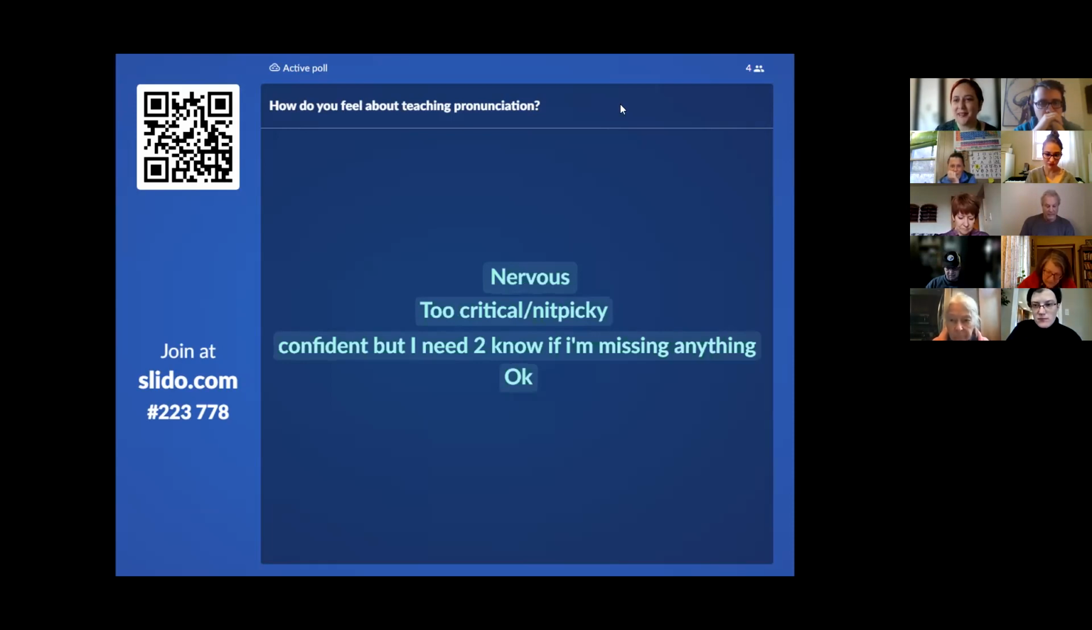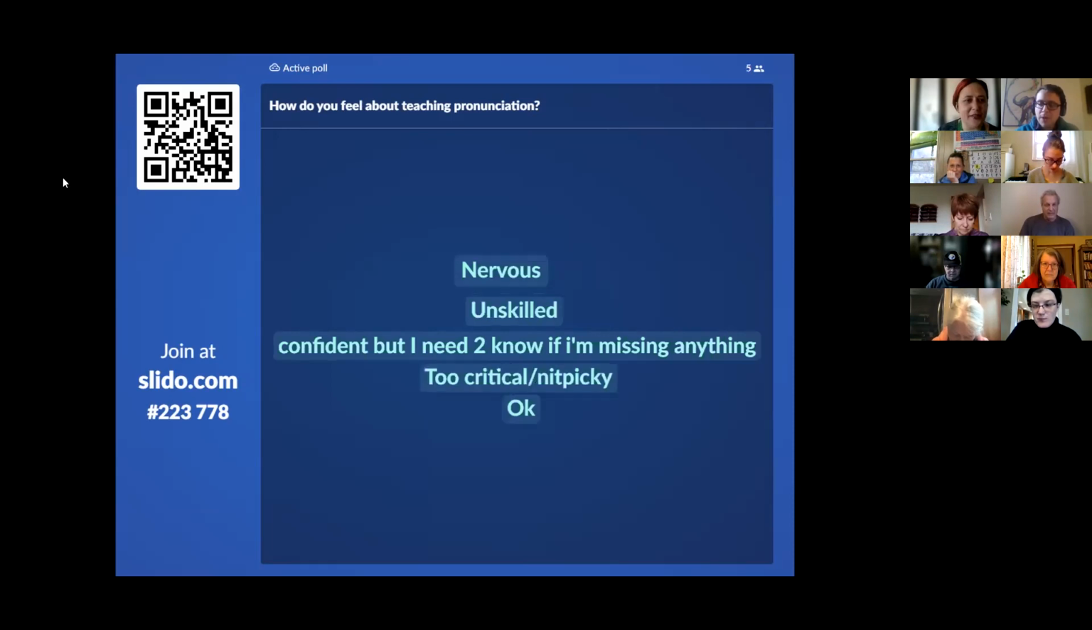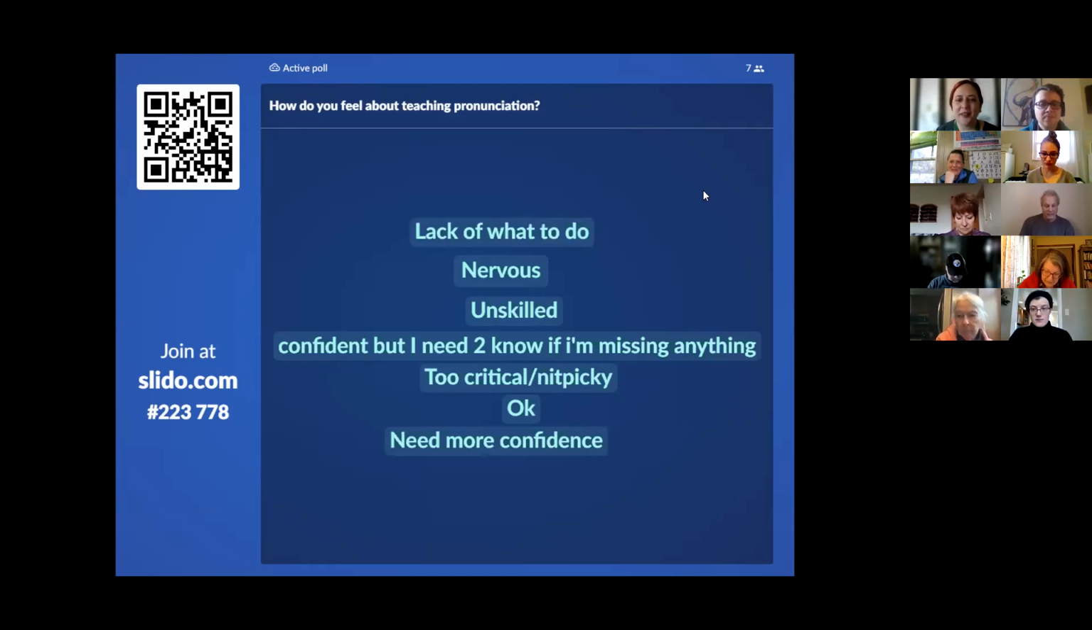Okay, seeing lots of different feelings about teaching pronunciation, which I've also gone through all of those emotions. Sometimes I'm nervous, sometimes I feel like I don't know enough, and I do have a BA in linguistics, so I think I do. Sometimes I feel confident, but there's always things to learn. It's always good to be aware if you're overly critical. Yeah, lack of what to do.